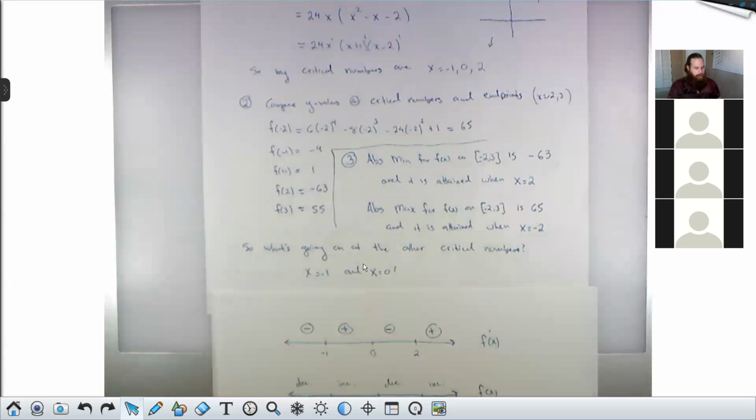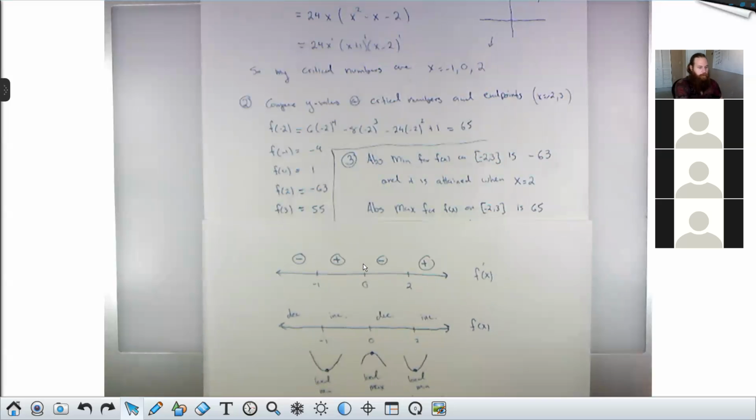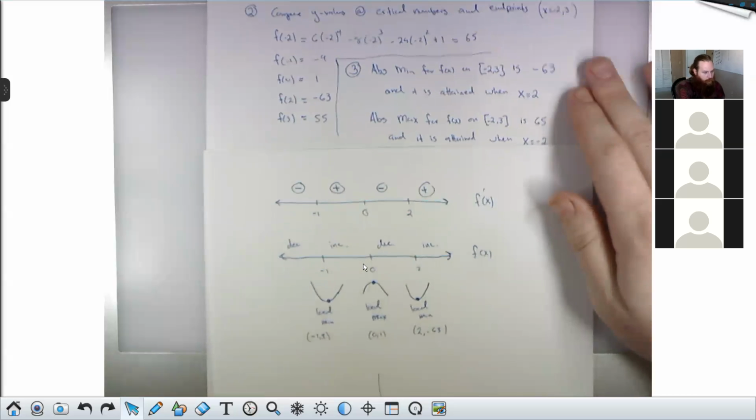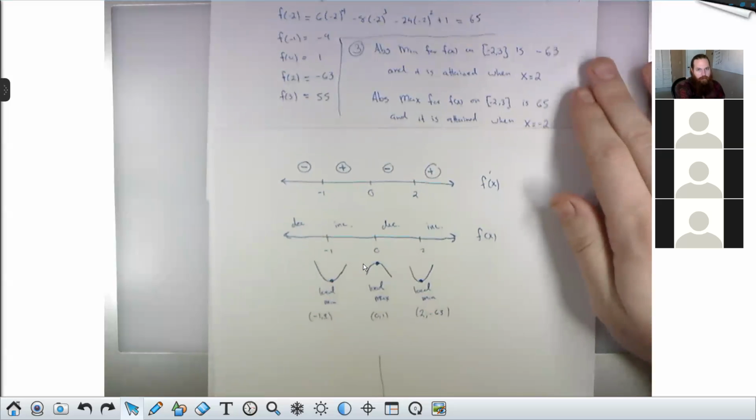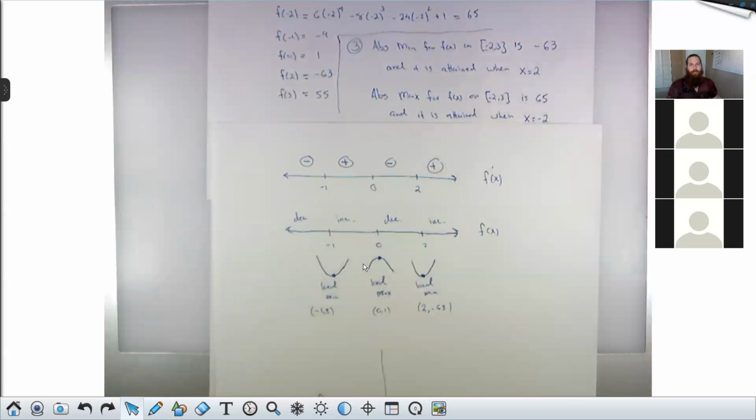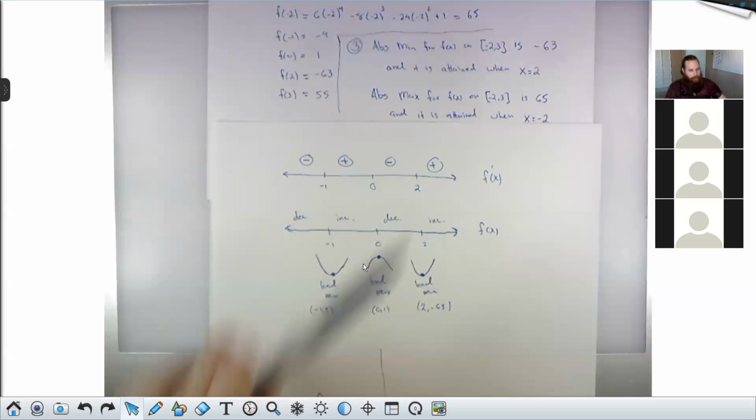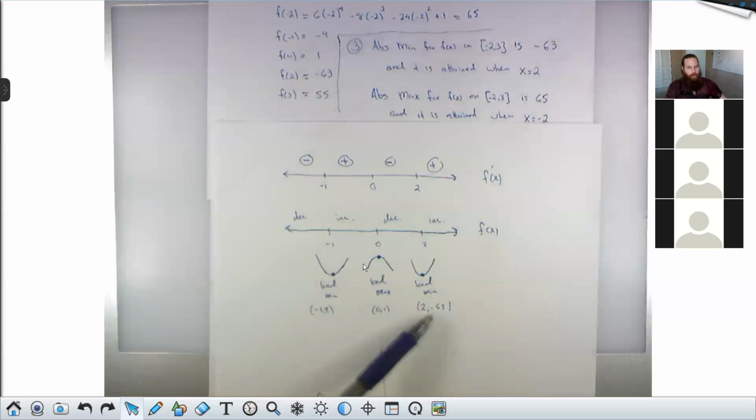So I found the absolute min and absolute max. I've also identified the local mins and local maxes, right? So the absolute min was at 2, and the min value was negative 63. The absolute max was at negative 2, and the absolute max value was positive 65. But then in addition to that, I had a local min at negative 1, negative 9, a local max at 0, 1, and then this guy, who was my absolute min, turns out to also be a local min.